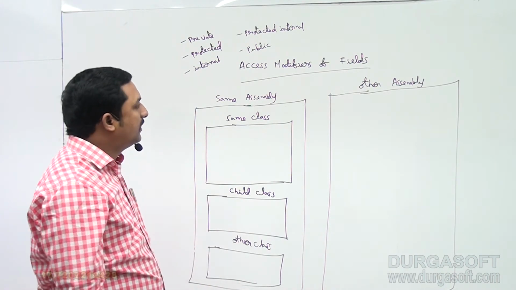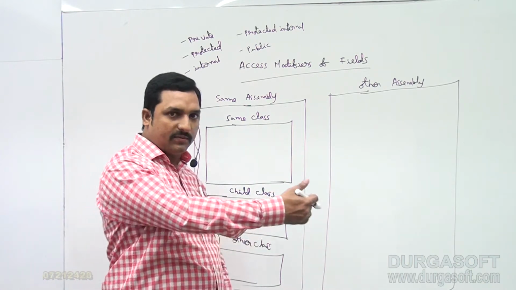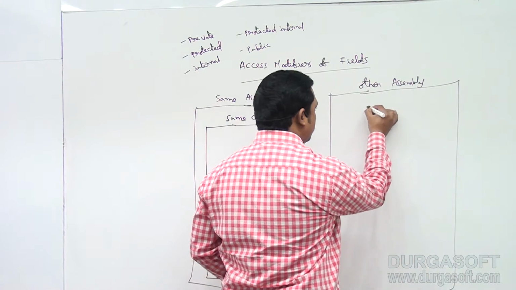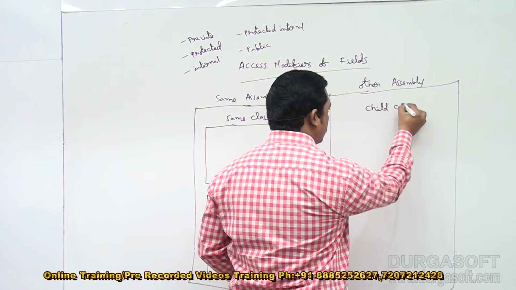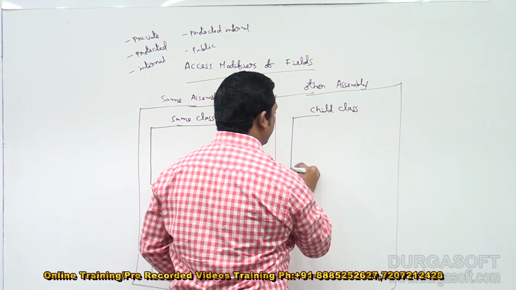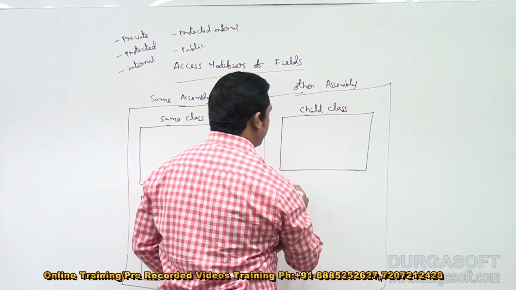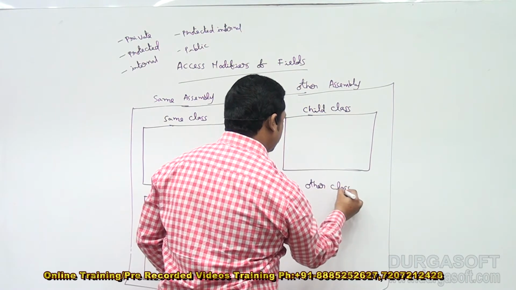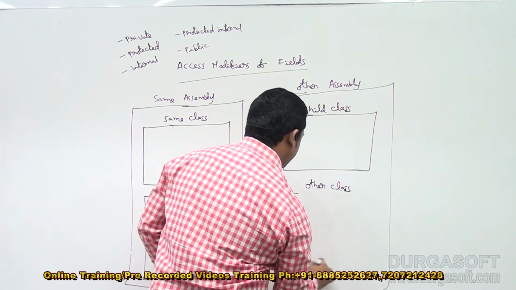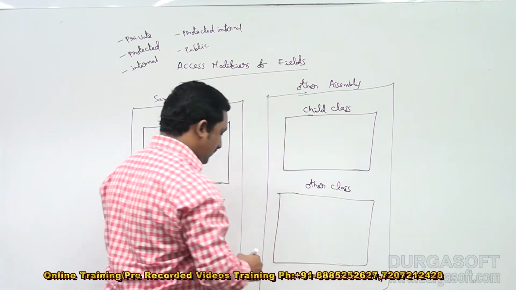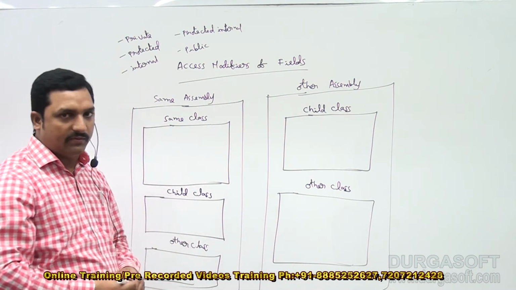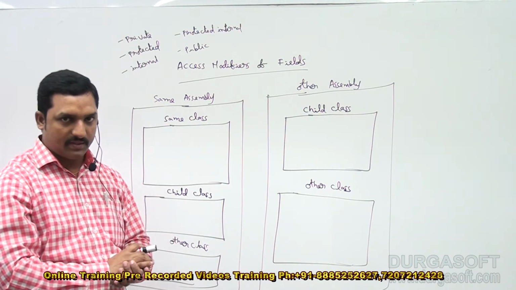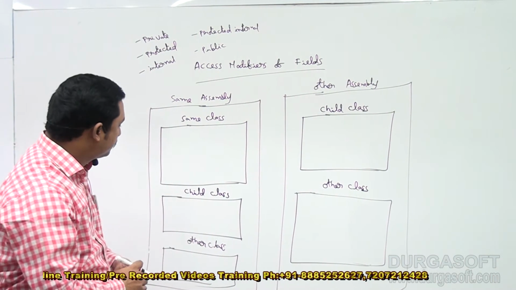Okay, now, in the other assembly, that means in a different program, we have a child class and another class. So this type of environment we should have, then we can understand the clear-cut meanings of all those access modifiers. Okay, try to check it out.